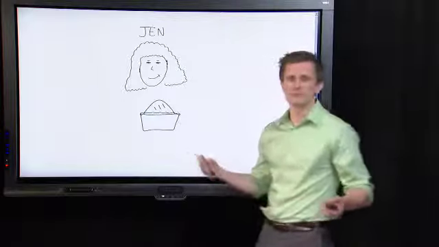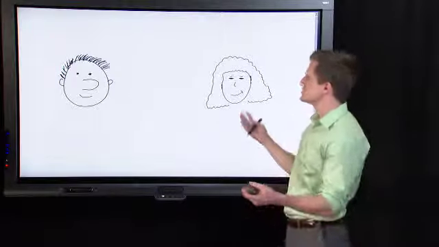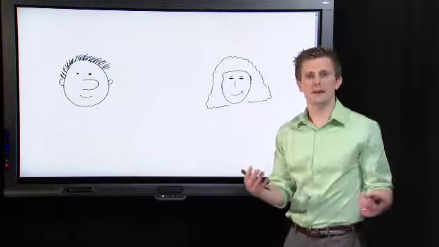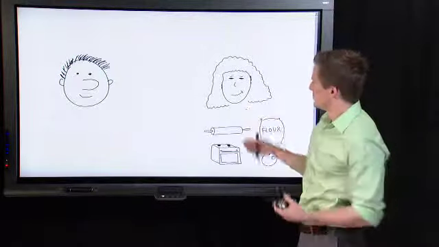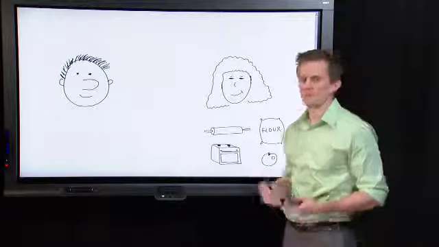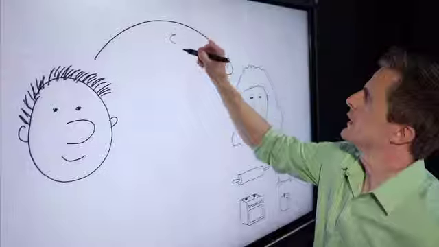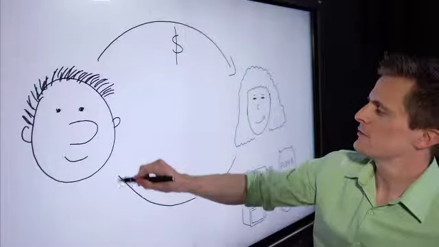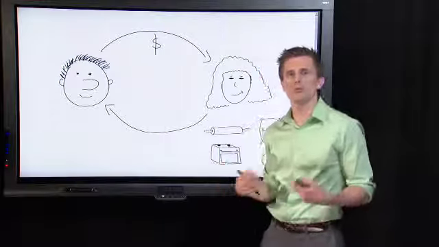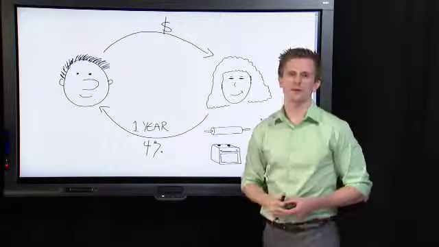And so Jen comes to you asking for a loan. And the reason she does that is because she needs to buy supplies. She needs money for a rolling pin and flour, apples, and an oven. And so you agree that you'll lend her some money, and in return, she agrees that she'll pay you that back in 1 year at 4% interest.